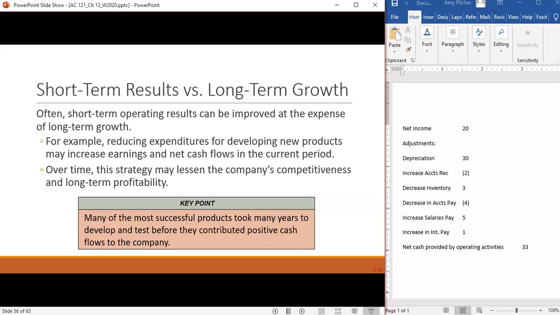So if we reduce the money that we're spending on that, it improves our cash flows for that accounting period, but that might mean that we don't release a new product, or it takes us a really long time to release a new product. Maybe somebody releases that product before us, and then they make all of the positive cash inflows on it that we were going to. That's an example of how we can do short-term things to cut expenses, but that impact our company in the long run.